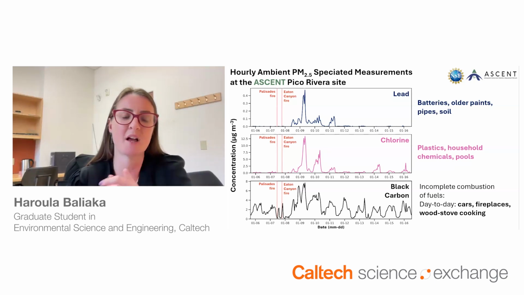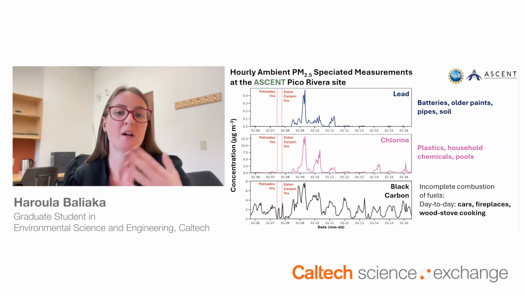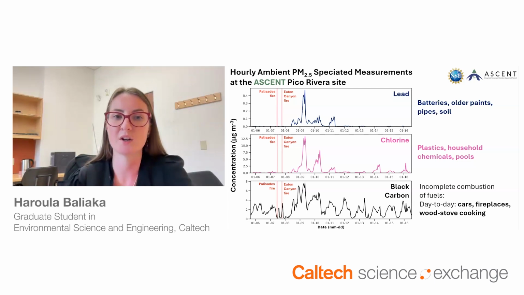And just for reference, I'll mention a few of the sources that are related to these species. So lead is typically found in older batteries, older paints, pipes, and soil, which we'll hear in the next presentation as well. Chlorine is found in plastics, household chemicals, and even pools. And black carbon is a product of incomplete combustion of fuels. And Los Angeles is notoriously known for its bad air quality. So even day to day, we can find black carbon attributed to cars, fireplaces, or wood stove cooking.